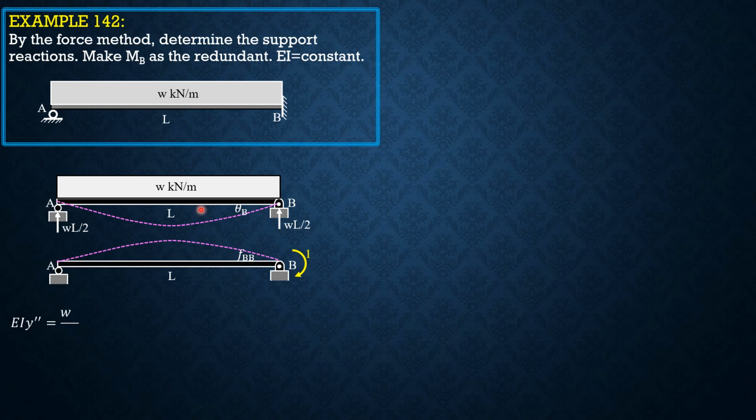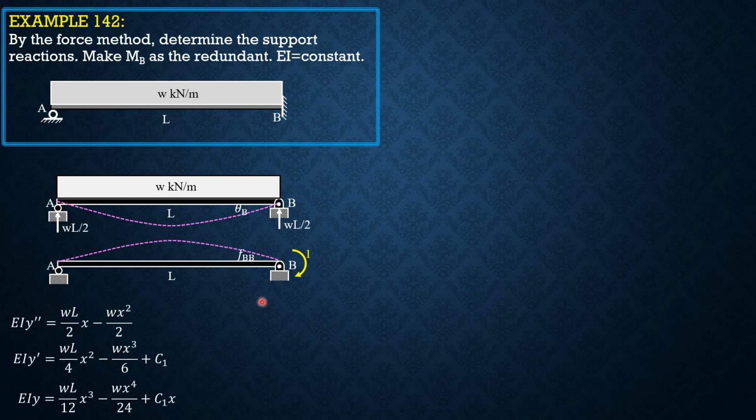So let's derive it. EIY double prime equals WL over 2 times X, imagine we have two sections here, X, minus the moment of the load WX times X over 2, or WX square over 2. So EIY prime equals WLX square over 4 minus WX cube over 6 plus C sub 1. There is C sub 1 for this primary structure, but there is no C sub 2. Integrating again, EIY equals WLX cube over 12 minus WX to the 4th over 24 plus C sub 1 X.